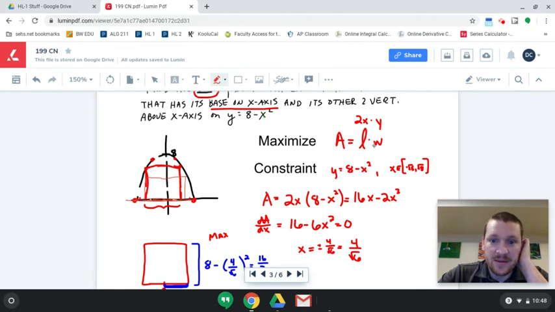So we want to maximize our rectangle. We're maximizing the area, which is L times W. What's the length going to be? Whatever our x value is here, we get 2x as our length, and our width is just whatever our y value is. So the area is equal to 2x times y, and if we know that y is equal to 8 minus x squared, we can plug that in.